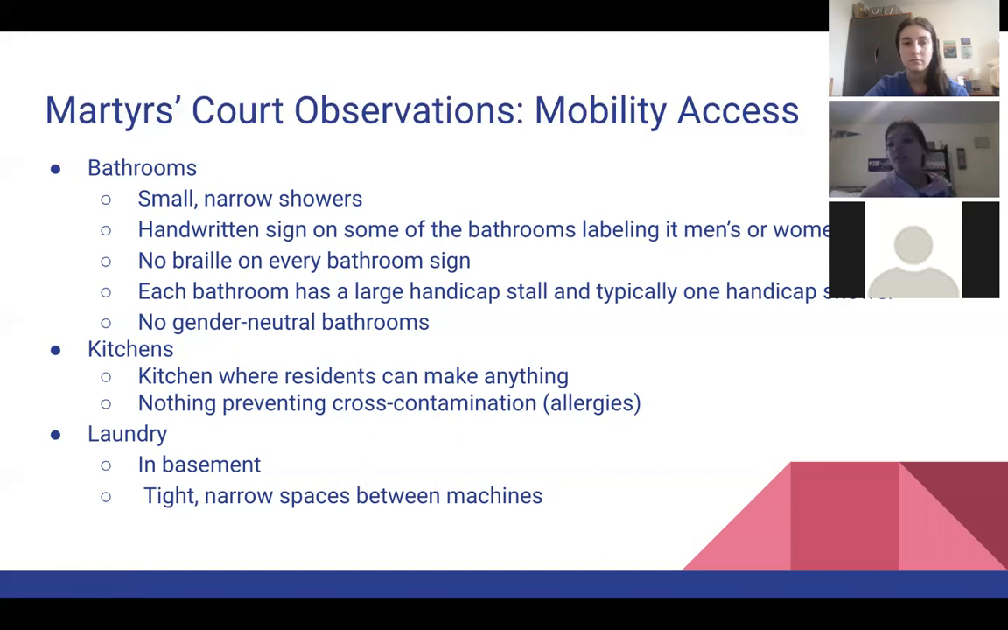Regarding the kitchen, residents have the ability to make anything, and there's nothing preventing cross-contamination for things such as allergies. So that could be an issue for people as well. And then the laundry room is in the basement, and you have to go down the stairs to access that as well. And there's tight, narrow spaces between each machine, so it's really hard to access that, even if you're a fully functioning, able-bodied person.